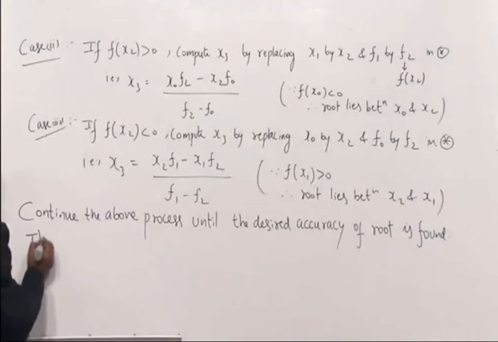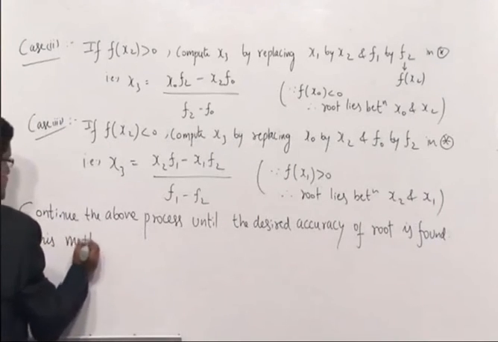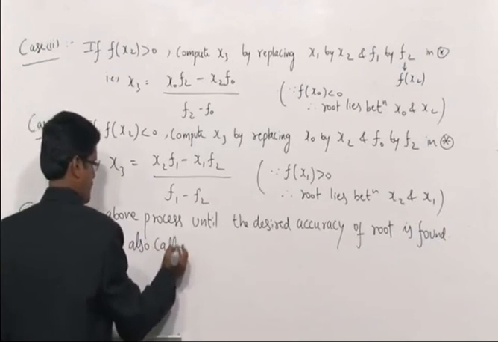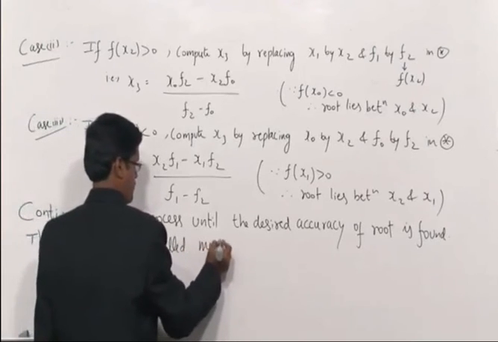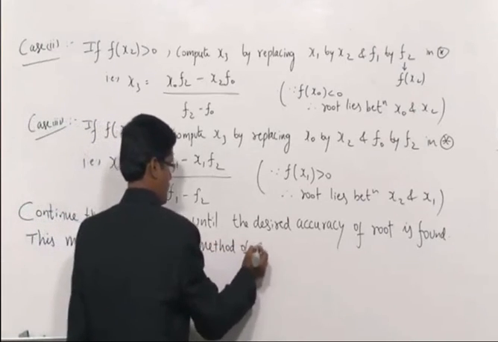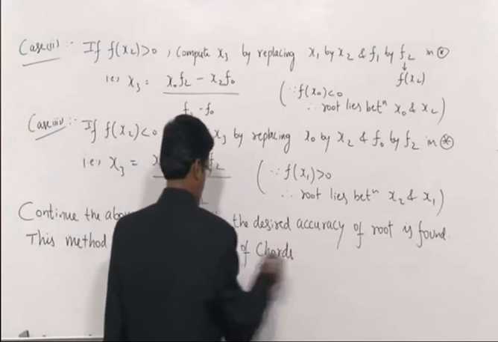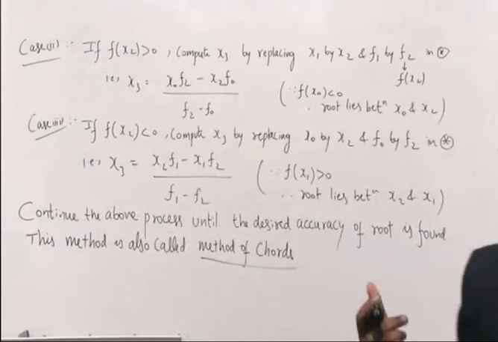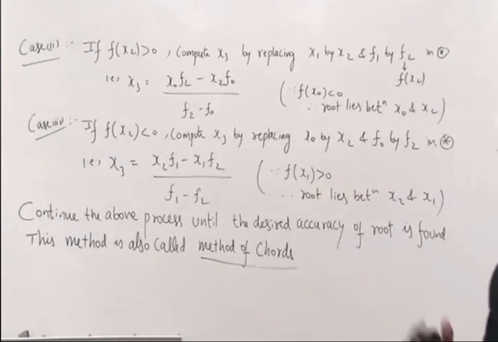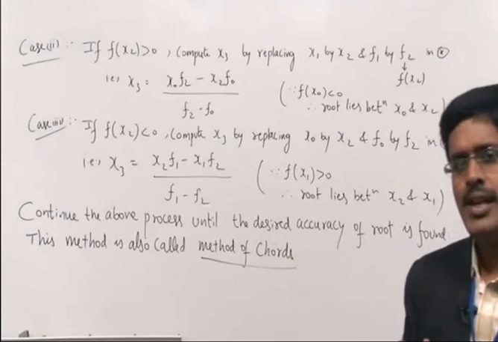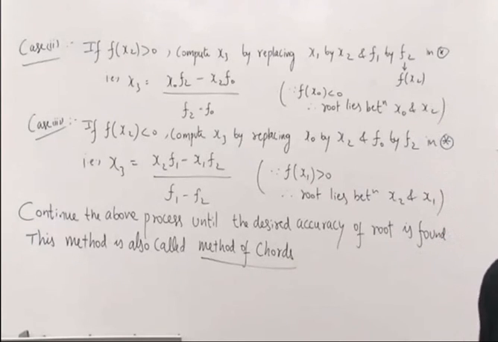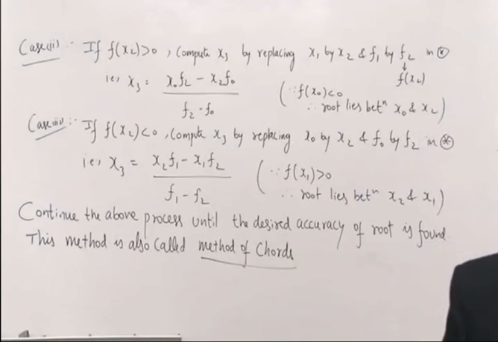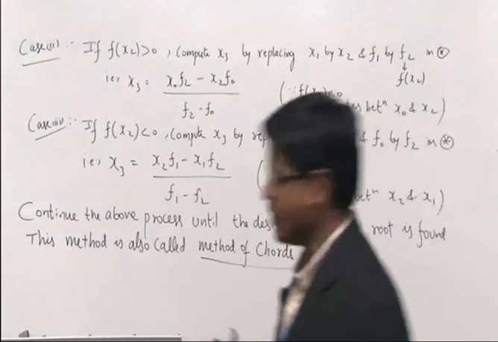This method is also called the method of chords. The Newton-Raphson method is the method of tangents. The regular falsi method, or false position method, is also known as the method of chords. What is a chord? A line intersects the curve at exactly two points. The length intercepted on that line between the two points where it meets the curve is called the chord, C-H-O-R-D.